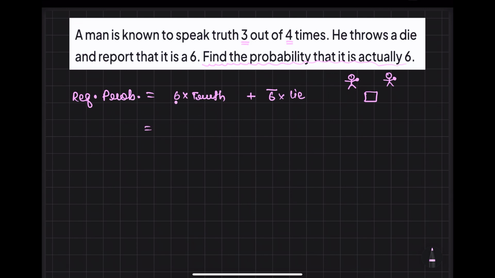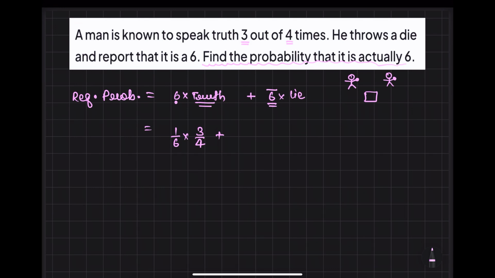So what is the probability of getting 6? This is a dice and on it there is only one chance in which he can have 6, so it is 1 by 6. Now what is the probability of saying truth? It is 3 by 4. Plus, he didn't get a 6. So what is the probability of getting 6? It is 1 by 6.